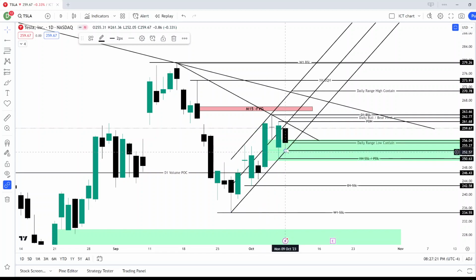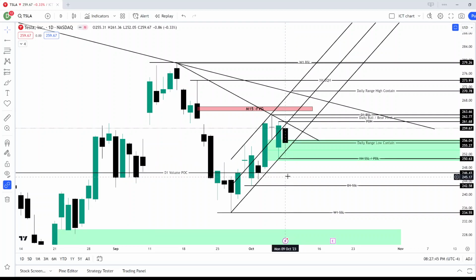Okay, so we came back down. We tested that daily range low where we wanted to see containment happen, right? And we did not trade all the way back up to daily high potential of 261 and some change. Okay, some things that we do want to note. I'm going to take this level off. This was just to show you the containment for today.